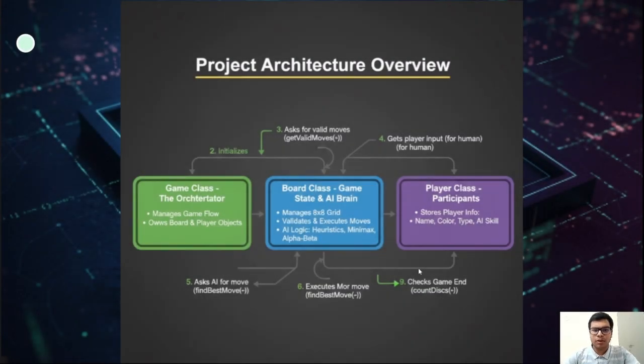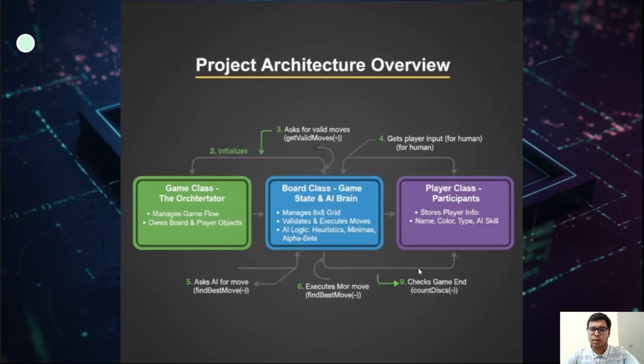Okay, so before we dive into the specific code, let's take a step back and look at the overall architecture of our Othello engine. This is crucial for understanding how the different pieces of our C++ project fit together and communicate. Think of this as the blueprint for our application. At a high level, our project is designed around three primary classes, each with distinct responsibilities.